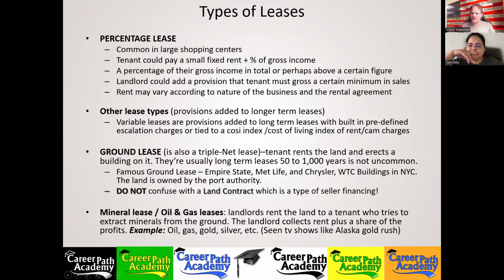1,000 years. Our country's only celebrating its 250th anniversary this year. In 2026, we're celebrating our 250th anniversary. So what's up with this 1,000 year stuff? Well, if you're going to be erecting a building, like some of these ones, the Empire State Building, MetLife, Chrysler, World Trade Centers, the land is owned by the Port Authority. So if you're going to be constructing one of those buildings there, you better get a long enough lease that it's going to pay for the construction of such buildings and to turn profits.